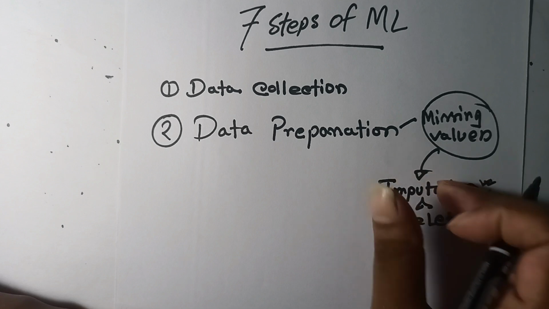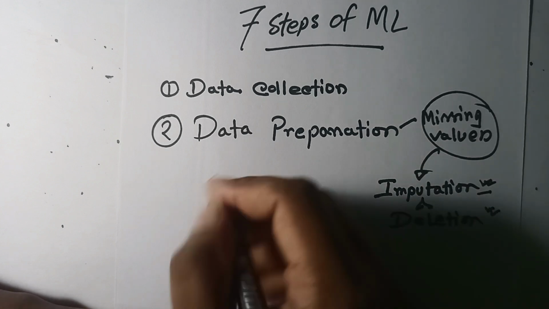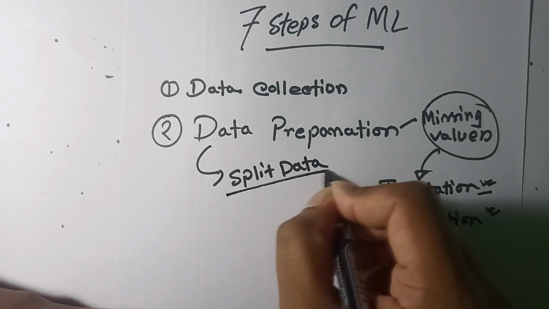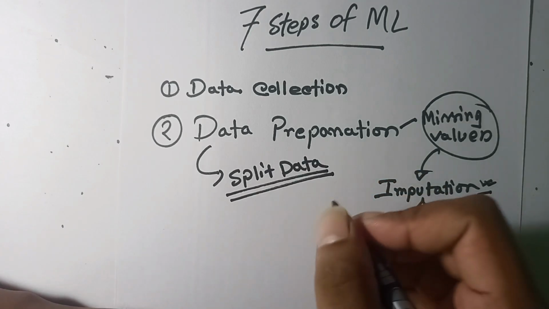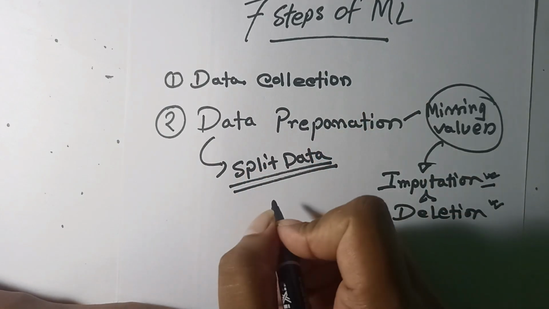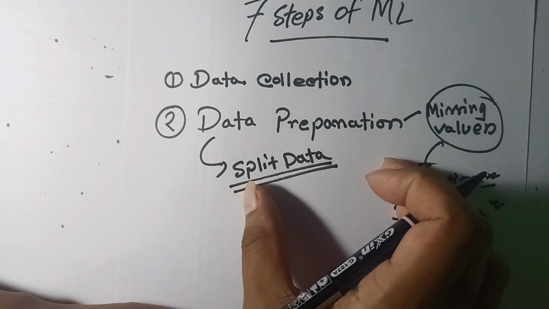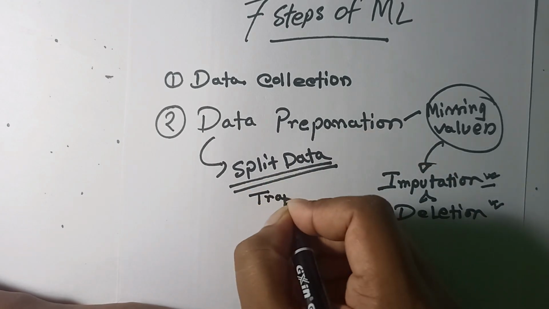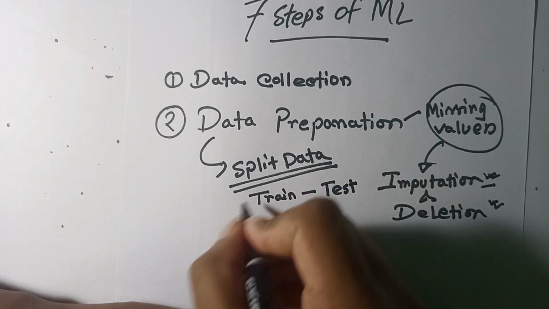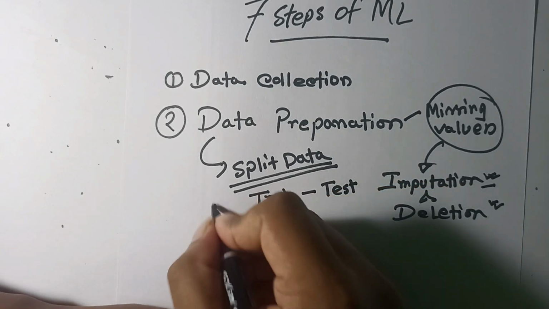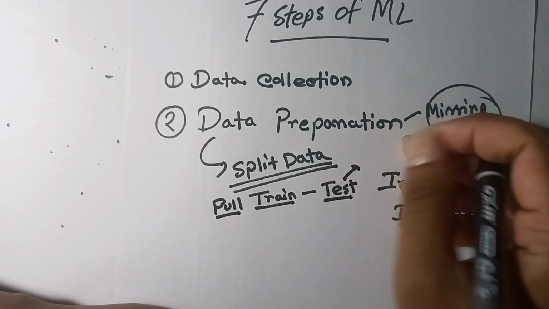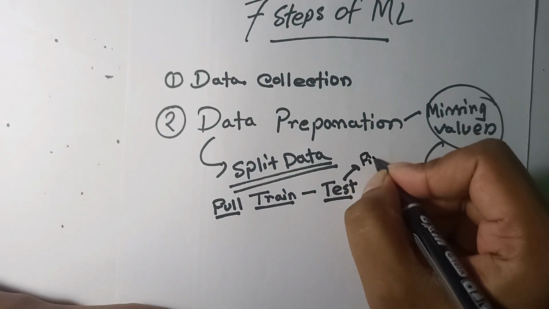In the data preparation, you also have to split the data. You hear the 80-20% split. Basically, we split into two major parts. First is train, and then is test. This train is not simple, it's a full train. And this is a test. This will be separated at the very beginning for final evaluation.